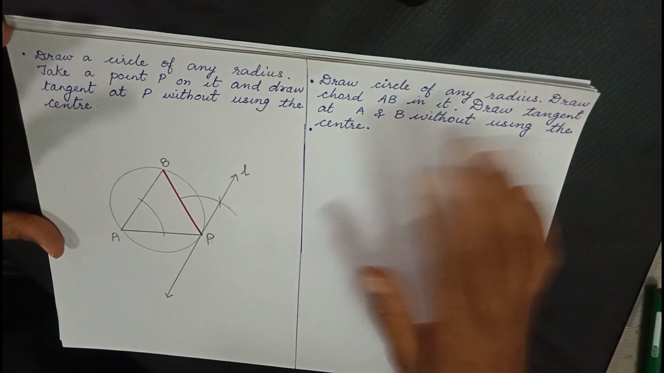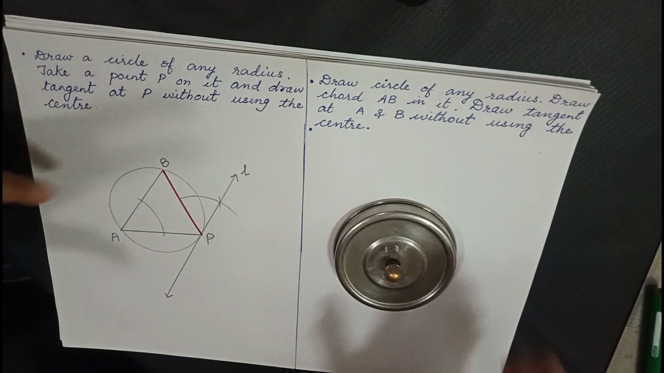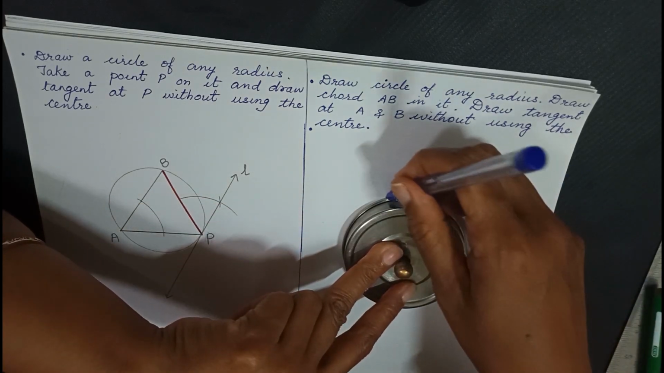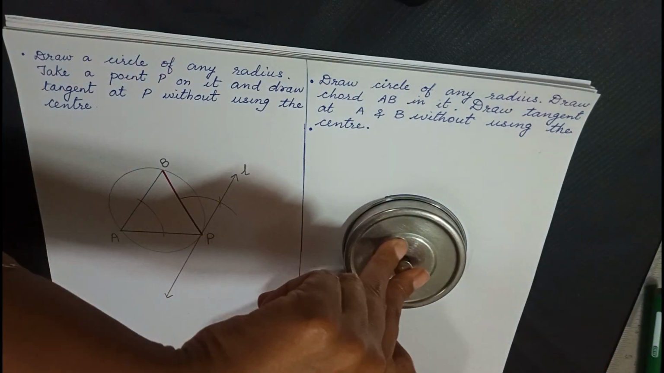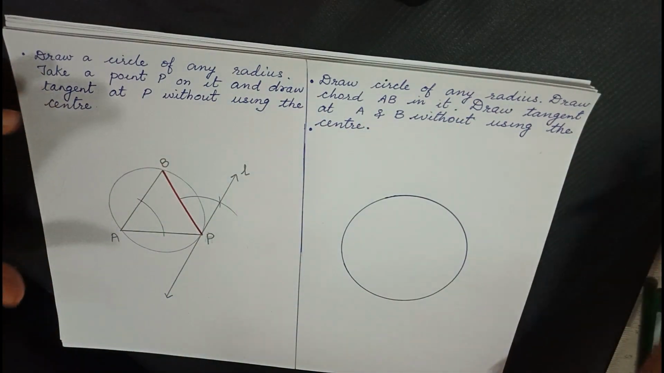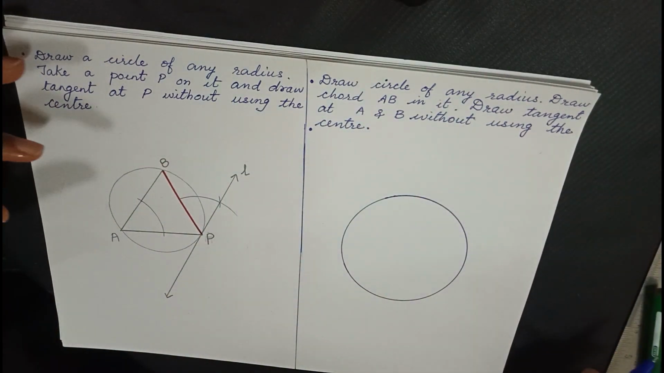Now, as the question says, draw a circle of any radius. Let's say I'm just changing the radius. I'm just using the things that are available to me at home. Let's say I'm using a lid of a tiffin box. Now I've used a pen so that the drawing is dark and you can see it properly.